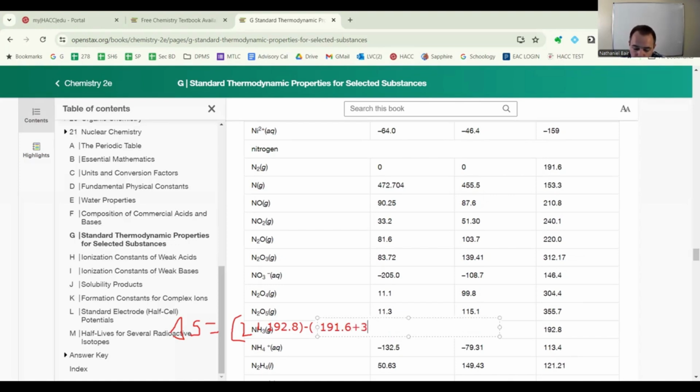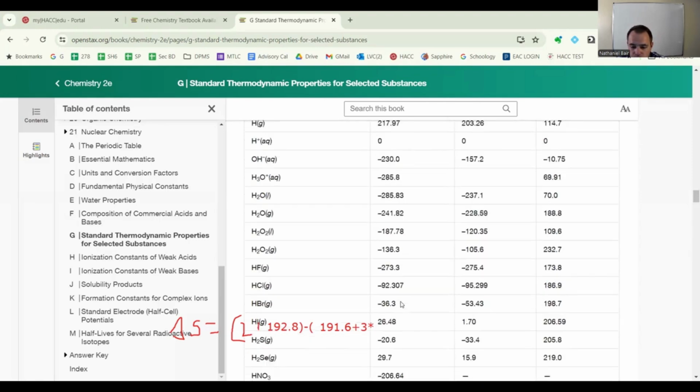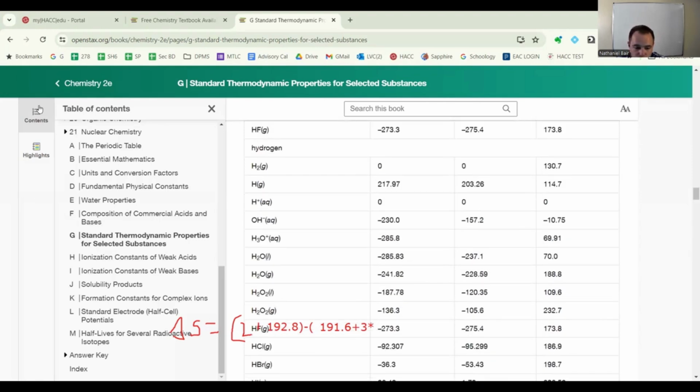Plus, there are 3 hydrogens, so that's 3 times, now we need to find hydrogen, so we're going to scroll up to the H's, 130.7. And we're going to pop that in our calculators. Here we go. So 2 times 192.8 minus the quantity 191.6 plus 3 times 130.7. And we get a negative 198.1. And then that is joules per mole times Kelvin.